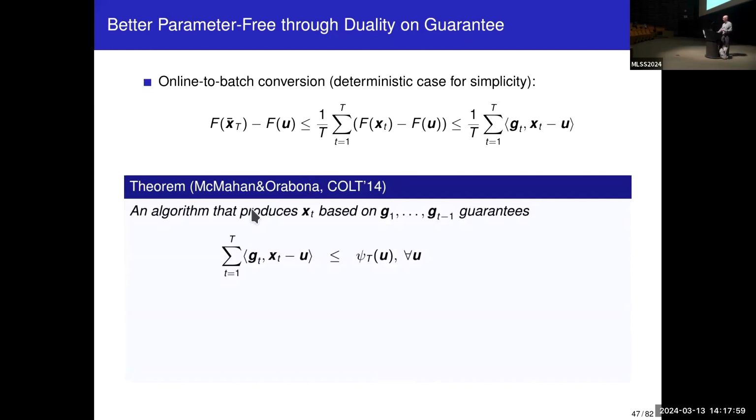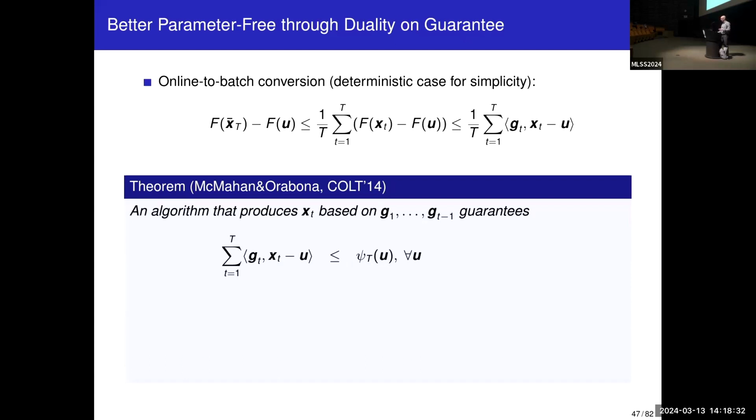So this is a very small and simple lemma, but I will not prove it, that basically says, every time you want to prove that there exists an algorithm that produces x_t based on the previous subgradients, such that this is less than any convex function of U, and this is true for any U, because this is what you want to prove at the end. You would like to prove this is less than norm of U times square root of t. This is your objective. Now, you would like to prove this, but this is difficult.